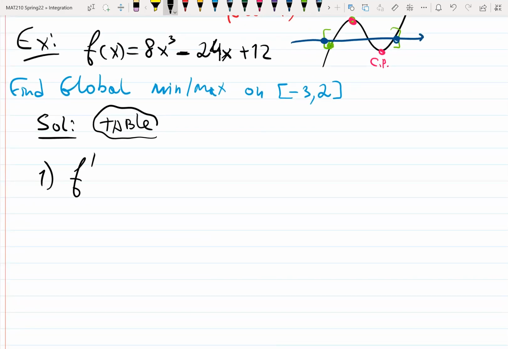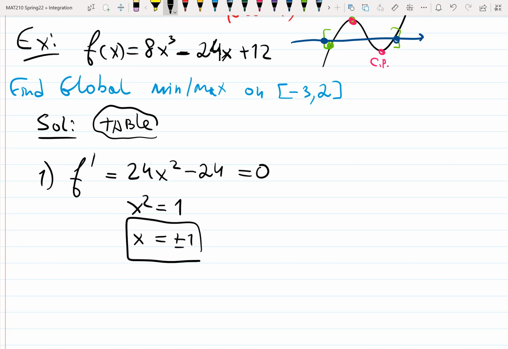Step 1, you always start with finding the first derivative, 24x squared minus 24. Set equal to 0 or DNE. It can be DNE, it's continuous. Solve for x. x squared equals 1. x equals plus and minus 1. See?